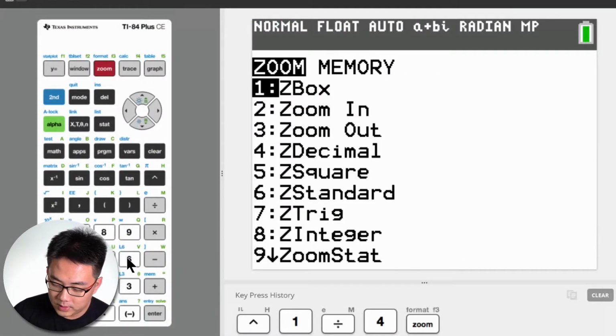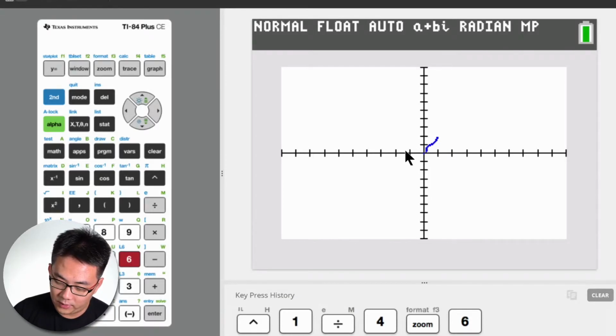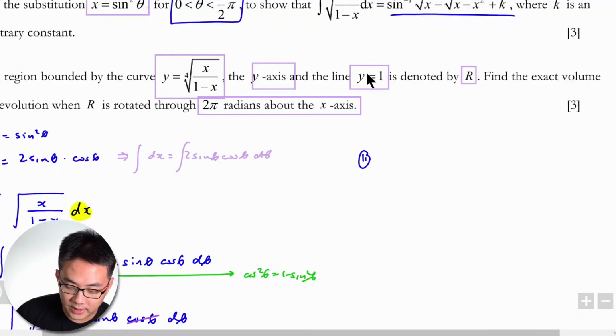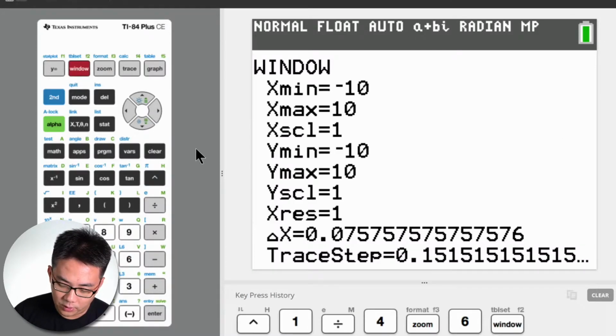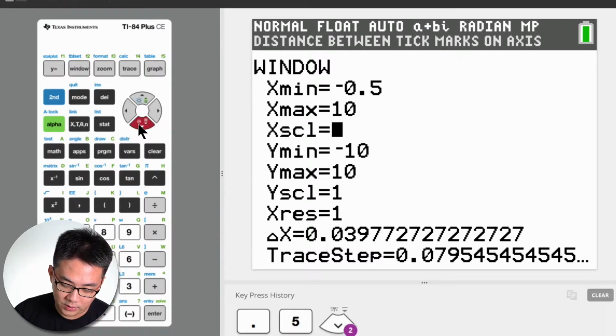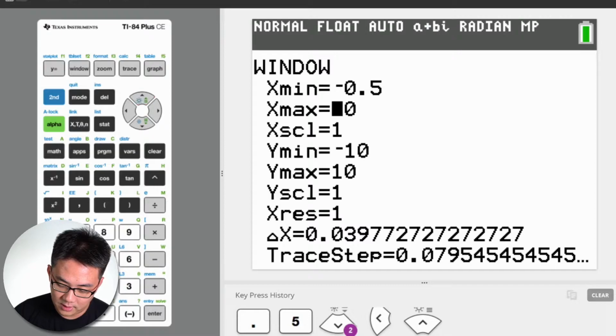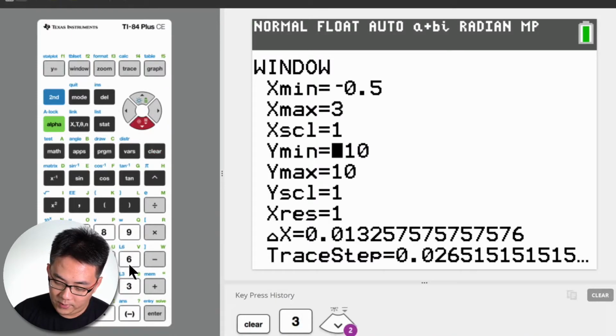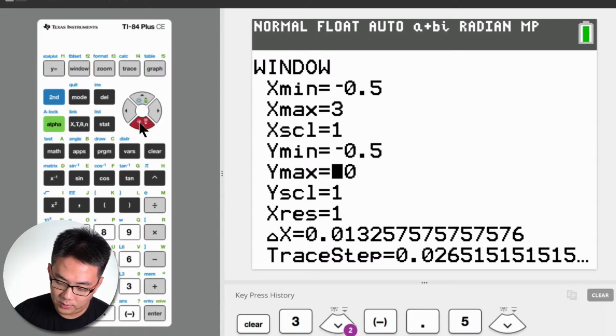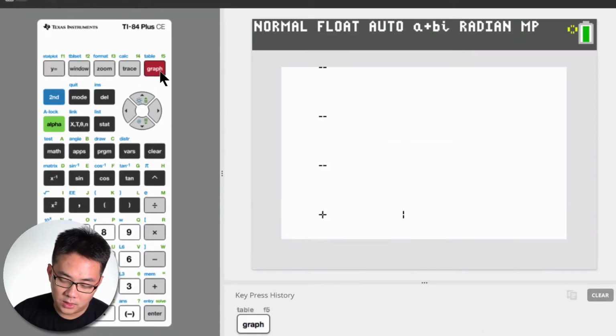So just zoom standard first, and okay, this is the graph here. I could see that what I want is from the x-axis up. So I'm just going to adjust my window, as there is quite a lot of redundant stuff around here. I'm going to put x min as minus 0.5, and x max as maybe 2.5, I guess. And y min as minus 0.5, and y max as 3 as well. So just adjust to the place where I'm looking.